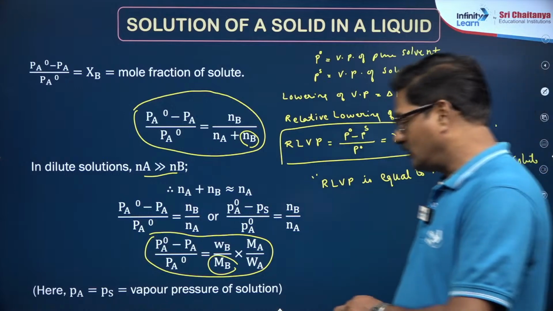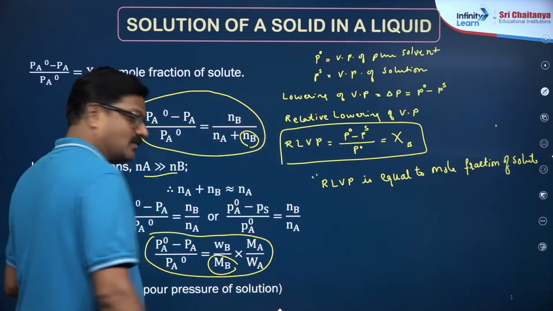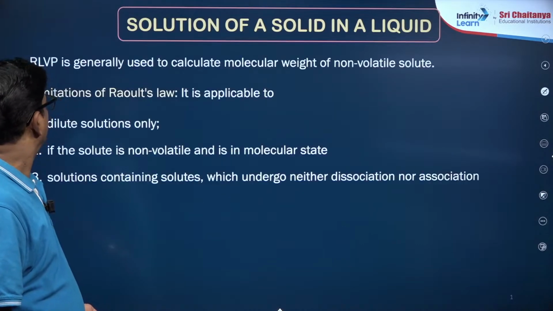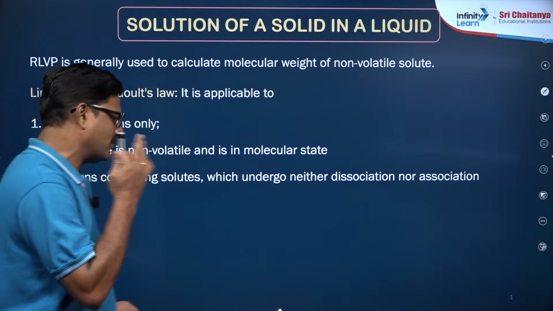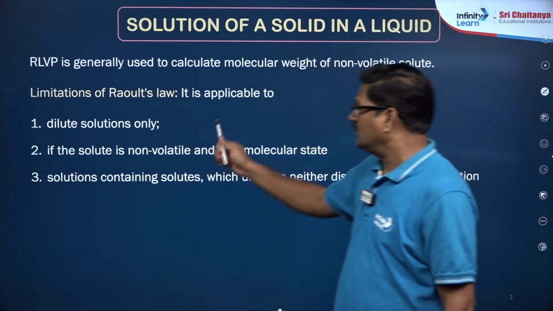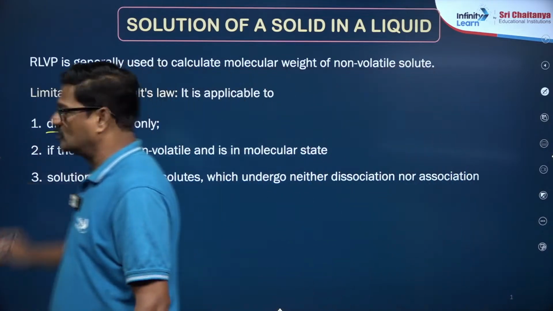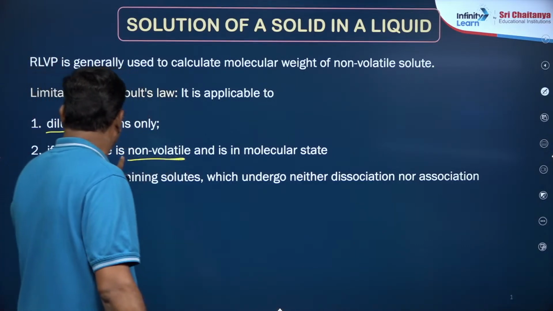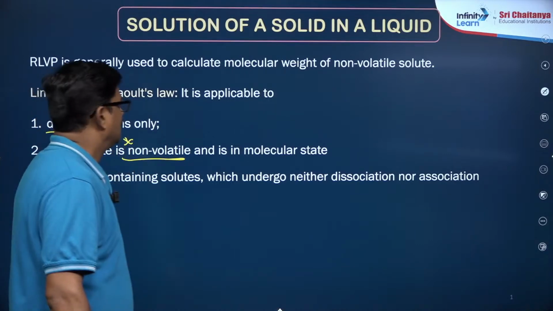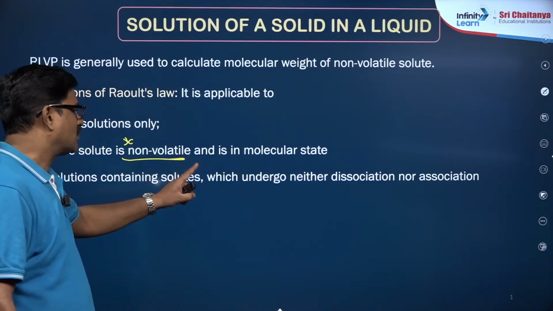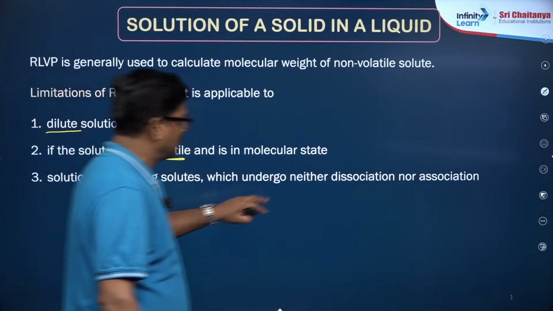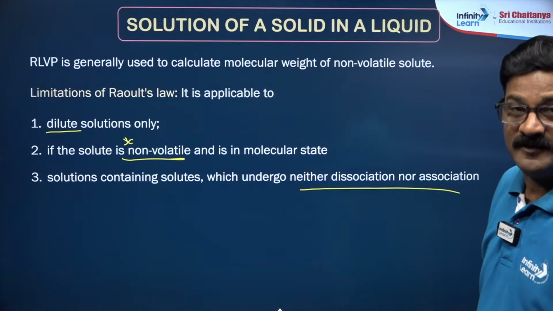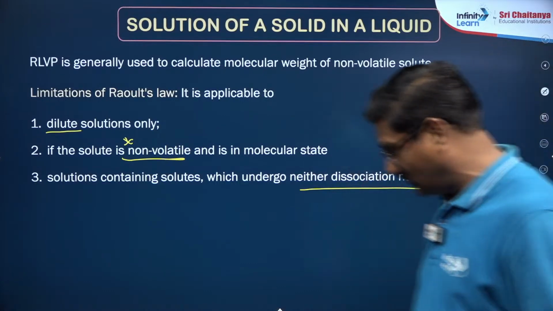So let us start with colligative properties. Limitations of Raoult law: any colligative property or any Raoult law is only applicable for very dilute solutions, and the solute should be non-volatile. This is very, very important. And the solutions should contain solute which undergoes neither dissociation nor association, but this always happens. That's why the van't Hoff factor will be introduced, the last topic of this particular chapter.